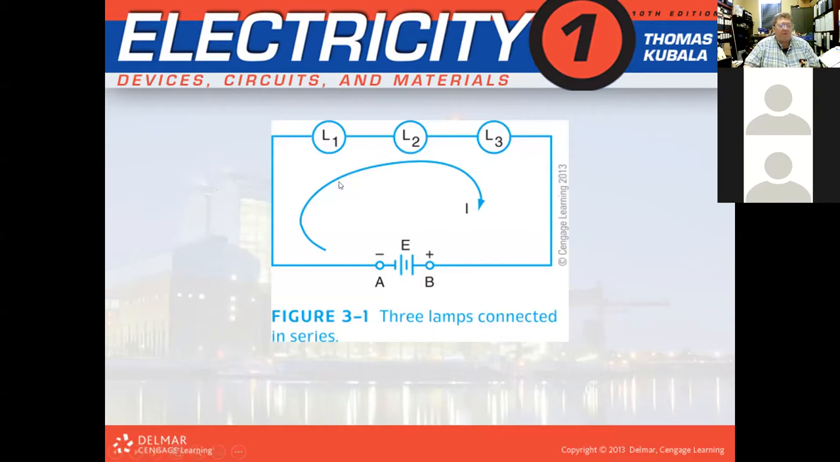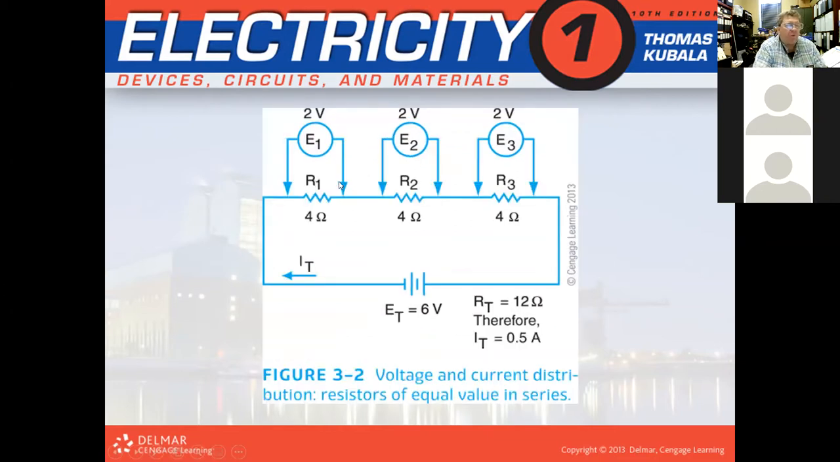In this case, if I flip forward to one now, E1 would be a voltmeter that you place across R1. Everybody follow?